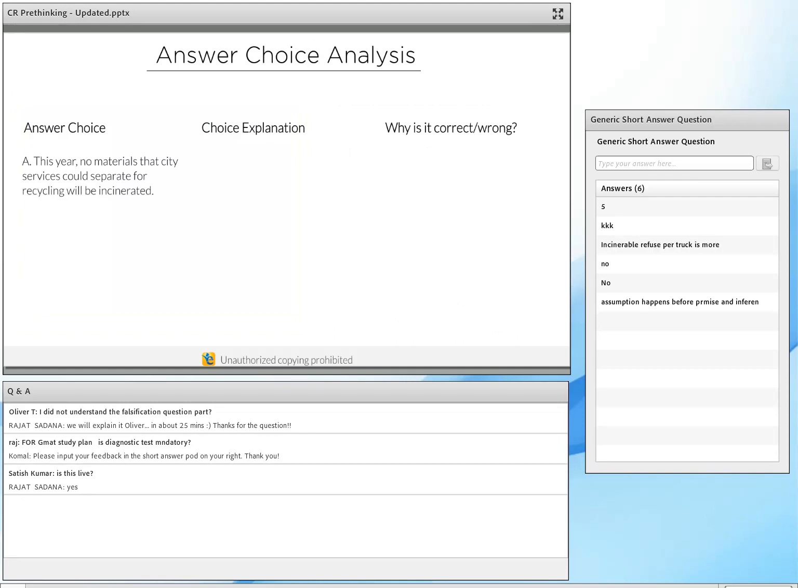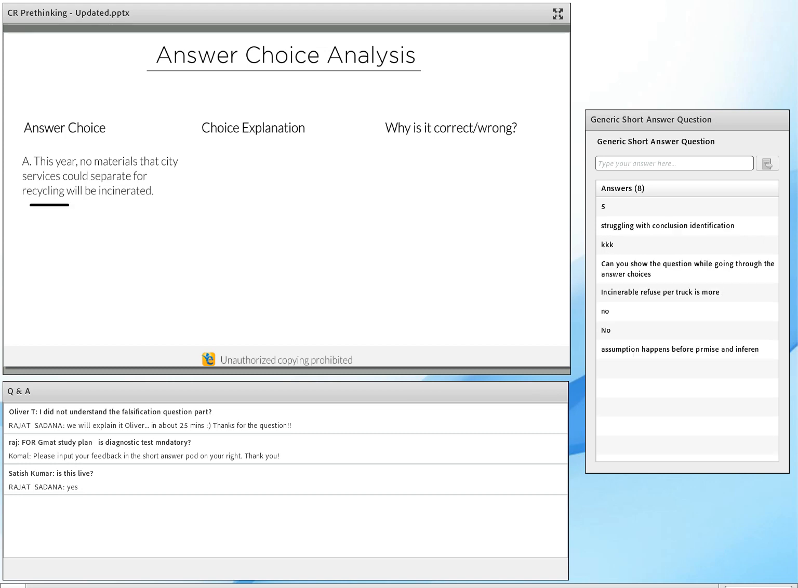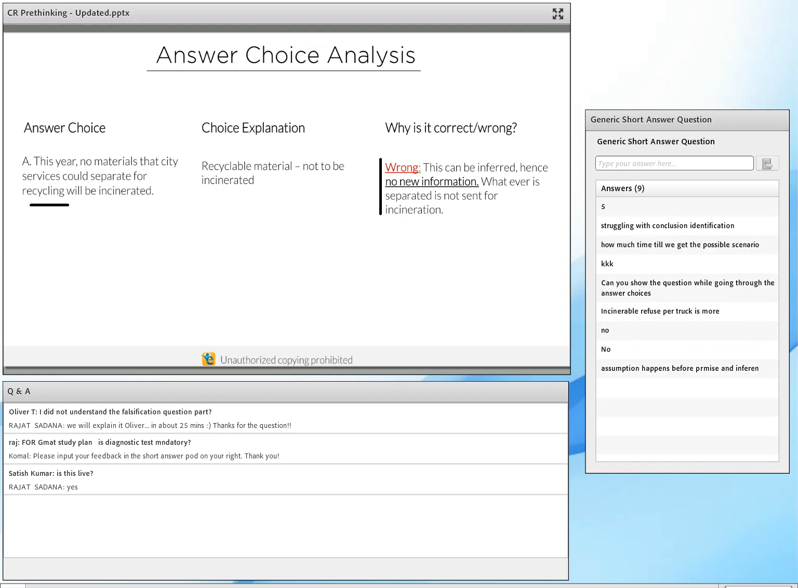Okay. Let's look at answer choices. Choice A says this year no materials that are separated for recycling would be incinerated. Now this is a classical case where an answer choice satisfies the must be true condition but provides no new information. What the choice is saying is recyclable material is not to be incinerated. Why is it wrong? It's wrong because I can infer this from the factual part of the argument. Whatever is separated is not going to be sent for incineration.